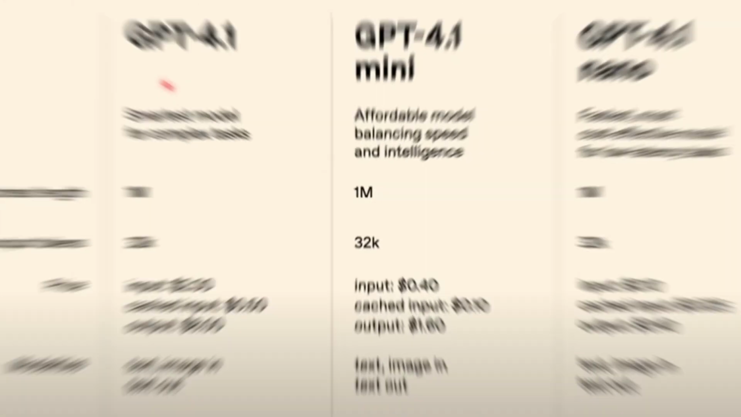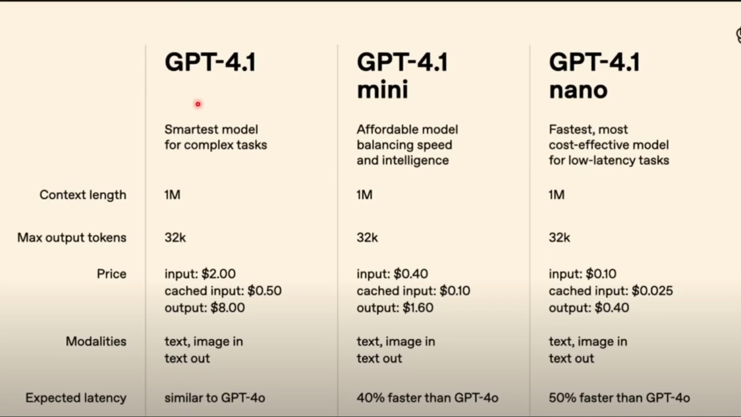Hello everyone. This time, OpenAI presented three new models at once. The main, most powerful one, GPT-4.1, GPT-4.1 Mini, and for the first time in the history of OpenAI, super light and super fast, GPT-4.1 Nano.